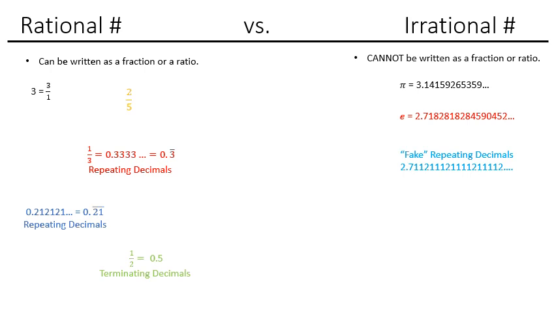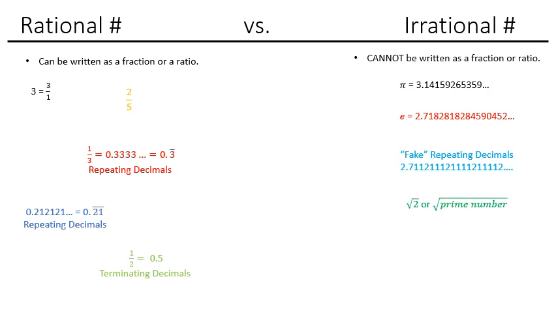Also, I want you to be aware of fake repeating decimals. That's my terminology, fake. But if you notice here, you have 7.112, 1112, 11112. Even though this is definitely a pattern, this is not a repeating decimal. It's a pattern, but it's not a repeating decimal, and so this would be considered an irrational number. And then lastly, the square root of a prime number is going to be an infinitely long number as well, and so that is going to make it an irrational number.